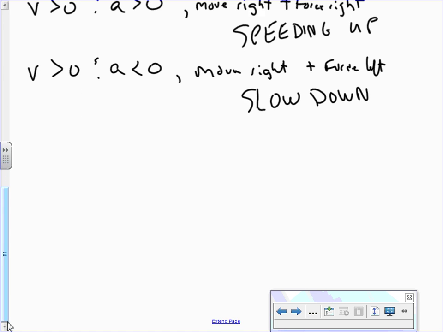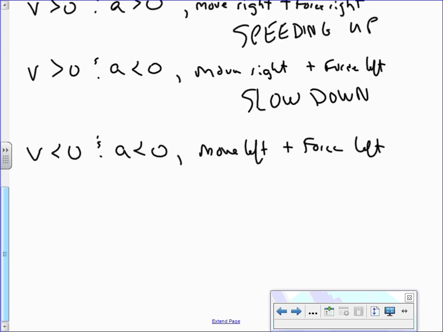Okay? So there's two scenarios. We need to get the other two. What if both of them are negative? I'm moving left, plus a force is applied to the left. I'm going that way. Somebody grabs me and pulls. What's going to happen to me before I fall? I'm going to speed up. Okay?